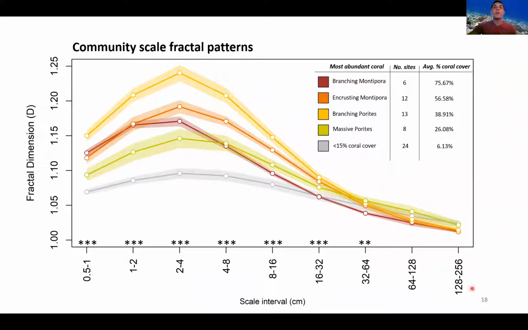It's also important to note that reefs with the highest coral cover, the branching montipora reefs, did not have the highest fractal dimension. Here we found actually that communities characterized by intermediate amounts of coral cover had higher fractal dimension values. And this suggests that structural complexity is not simply a function of coral cover, but that coral genus and growth form also play a role.